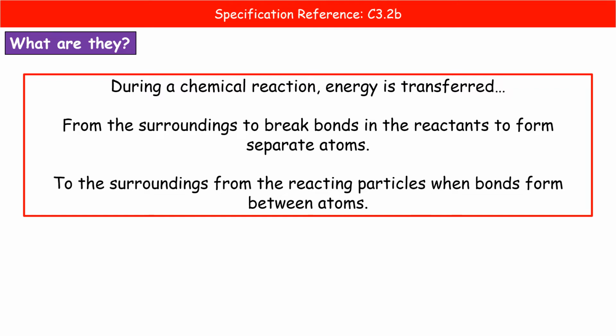So, what actually happens in this chemical reaction? Well, we're transferring energy primarily. We're going to transfer energy from the surroundings first of all in order to break the bonds in the reactants so that we then have these individual atoms. We then transfer energy to the surroundings when we form new bonds between those atoms. So energy is transferred from the surroundings to break the bonds, and energy is transferred to the surroundings when new bonds form.